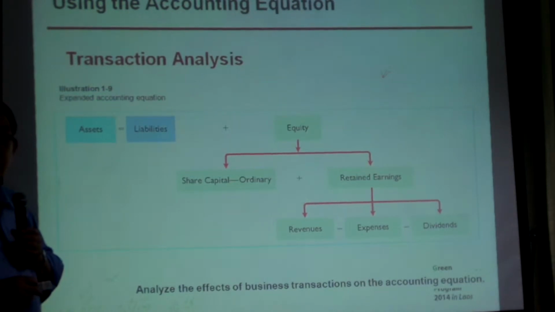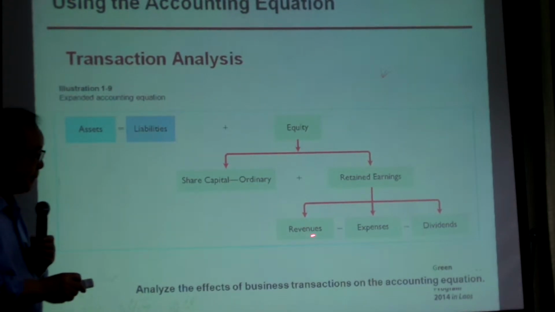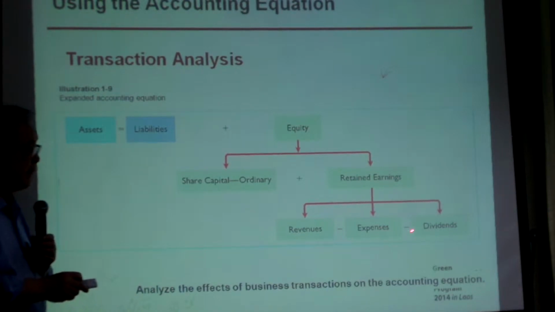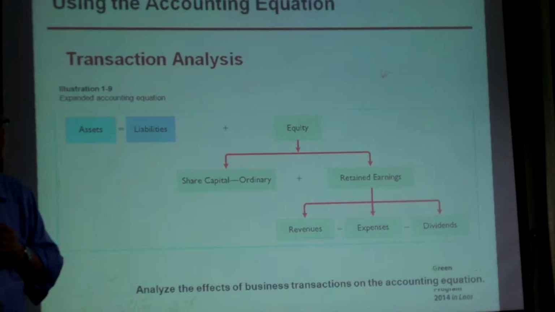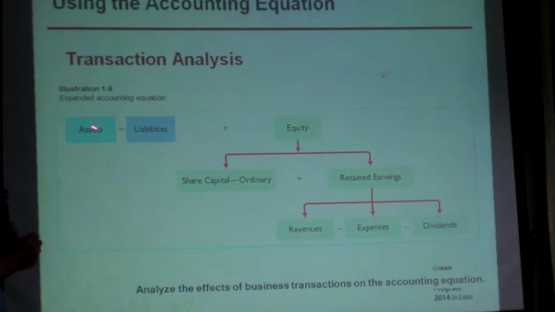Everybody, are you with me now? And revenue minus expenses minus dividends, this is retained earnings, the retained earnings statement items. All the asset, liability, and equity are the elements for financial position, which is the balance sheet. Understand? Yes. Okay. So this one is very important.